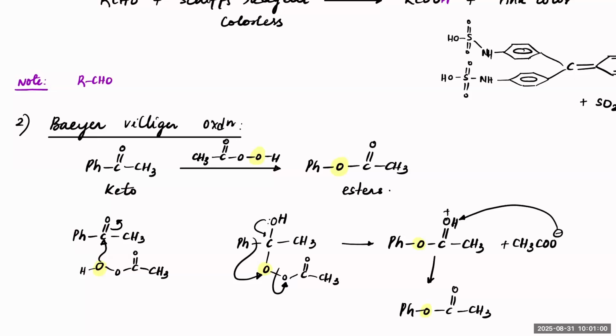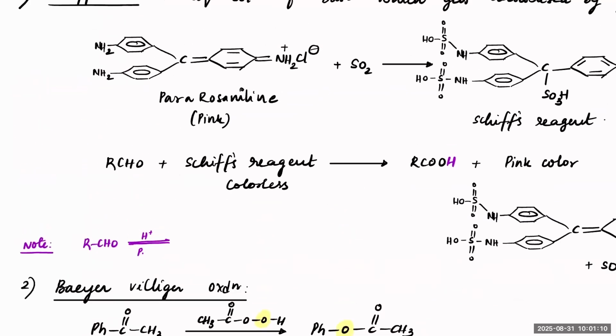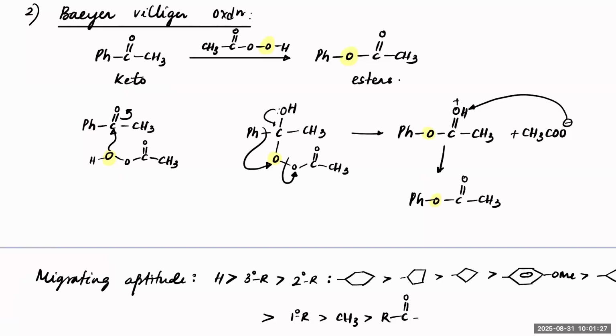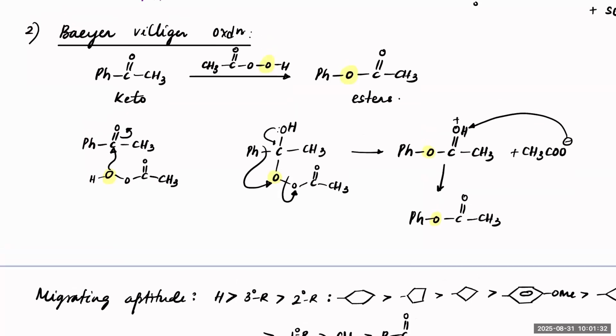Aldehydes converting into an acid in the presence of para-rosaniline solution. This is called Schiff test. Next one is a ketone converting into an ester. Ketone can be converted into an ester, and that is called Baeyer-Villiger oxidation.